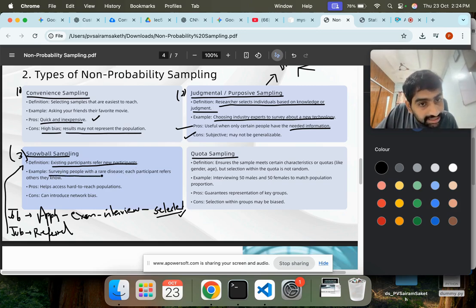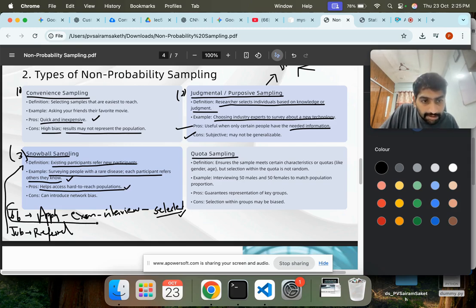Another example is surveying people with a rare disease, where each participant refers others they know. In companies also, if they want to hire someone, they will tell their managers or general managers to refer some candidates so that they can contribute to our organization. But you cannot know whether that person has full skill or not. It helps in accessing hard-to-reach populations: you can skip all of these steps and just take the referral help. This is the pro.